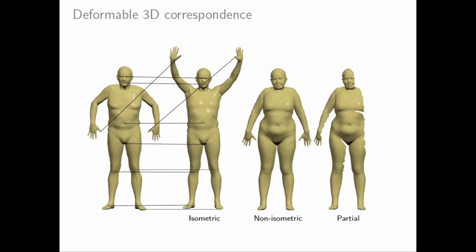So our target is, given a pair of shapes, we want to associate different points on these shapes to tell whether they match or not. Okay, and we want this to be invariant, of course, to deformations, right?